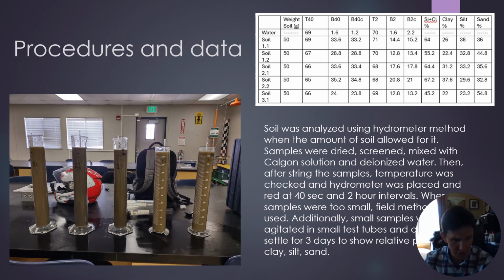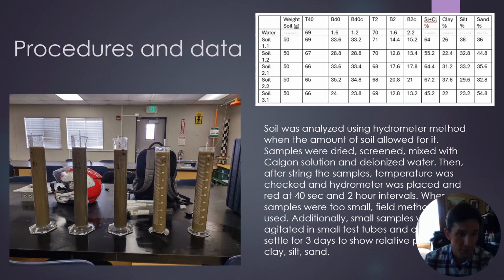Then it was mixed with a solution of deionized water and 5 milliliters of Calgon solution, to make sure that the clay particles do not stick and act like larger particles. So that was done, and samples were placed in these large graduated cylinders, overturned a couple of times to stir up the sediment. Temperature was taken, and hydrometers were placed to see the change in density.